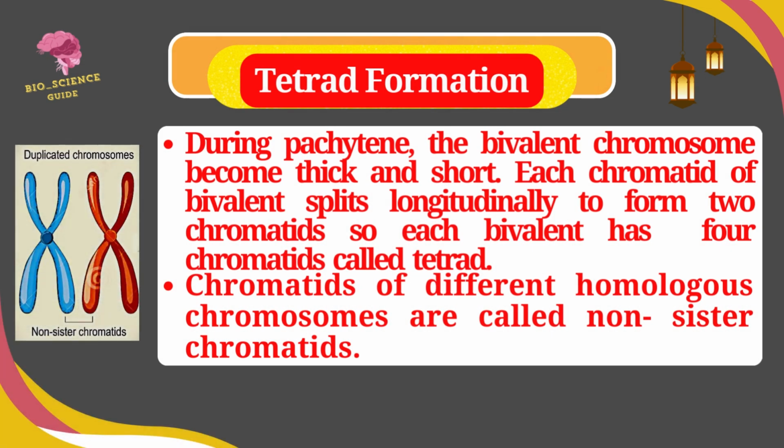Tetrad formation. During pachytene, the bivalent chromosomes become thick and short. The chromatids of the bivalent split longitudinally to form two chromatids each. So each bivalent has four chromatids, called a tetrad. The chromatids of different homologous chromosomes are called non-sister chromatids.